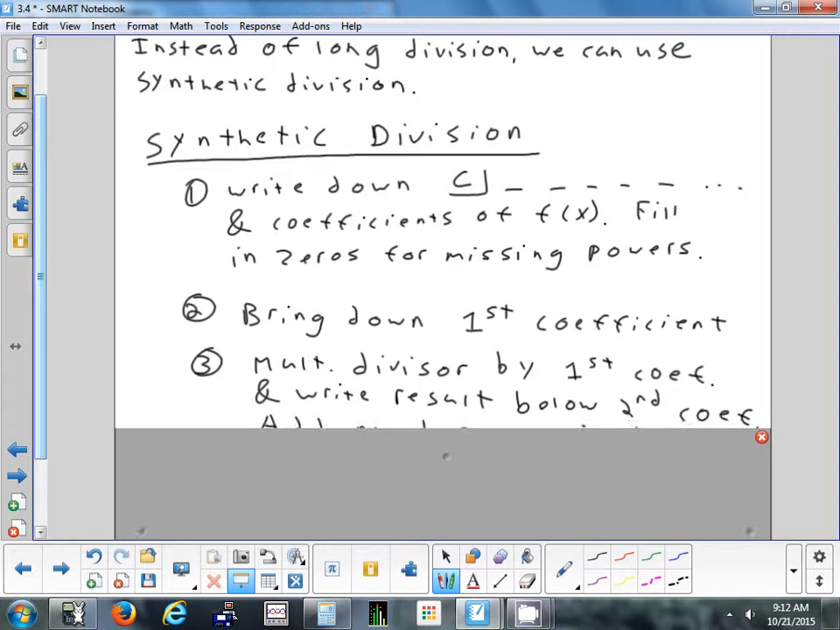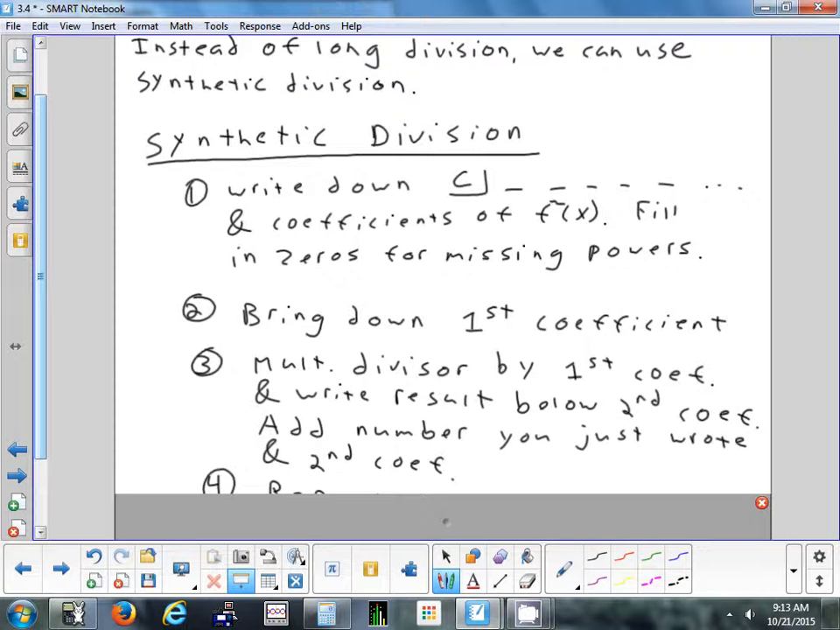Okay, next, you're going to take that number you just brought down and multiply it by whatever's on the outside, C. That's your divisor. Take the number you just brought down, multiply it by the divisor, and write the result in the second column. Once you write that result in the second column, you're going to have two numbers in the column. You're going to add them up, and write the answer.